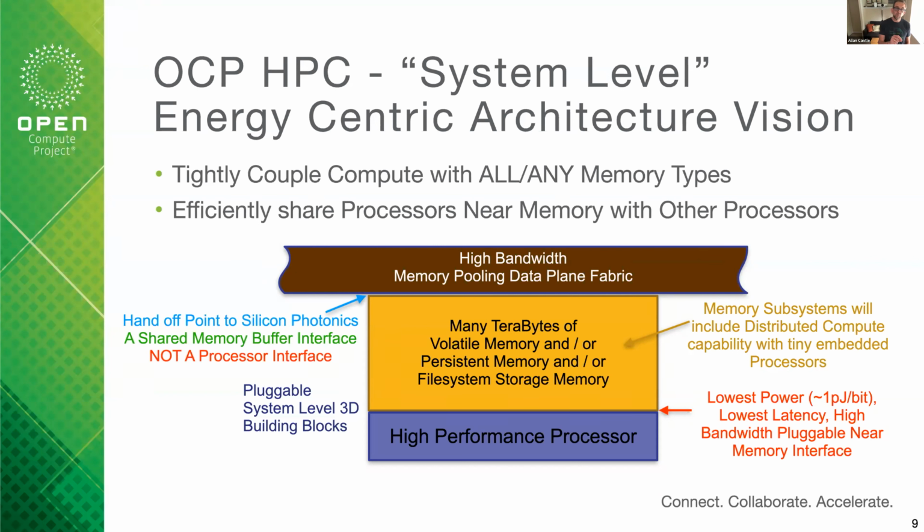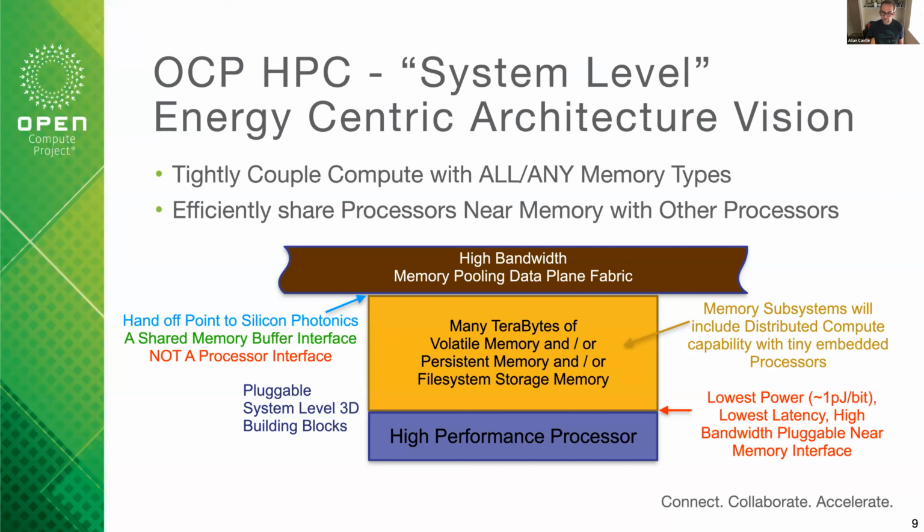And this is the point where we would ideally hand off to silicon photonics. We'd have a shared memory buffer through a shared memory buffer interface. So there's 2 ports on the memory, one to the big high performance processor and one to the distribution fabric. It's not a processor interface. So this is a vision of where we'd like to get to. But obviously there's a lot of things that need to change here in the industry for this to happen.